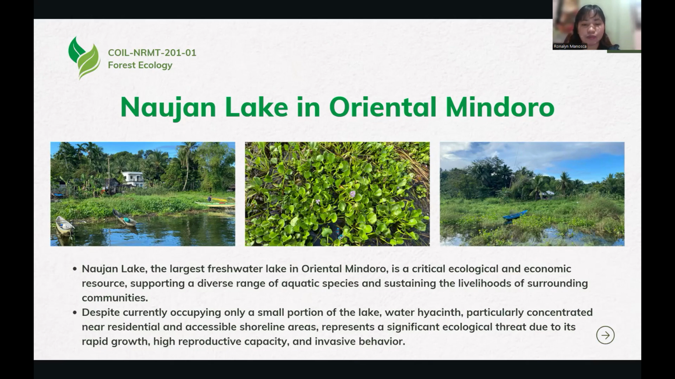As we can see in the picture, despite the water hyacinth currently occupying only a small portion of the lake, it is concentrated near residential and accessible shorelines, which has some implications as it impedes fishing activities and limits access to a vital water resource for the local communities. Understanding the distribution, ecological impact, and potential management strategies for water hyacinth in the lake is therefore essential to protect the lake's biodiversity, maintain ecological balance, and safeguard the livelihood of the dependent communities.